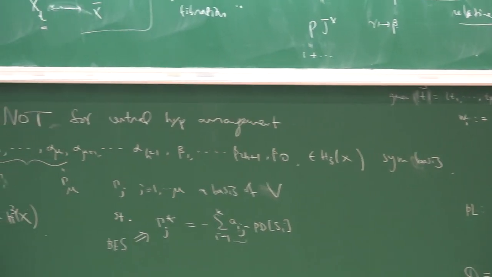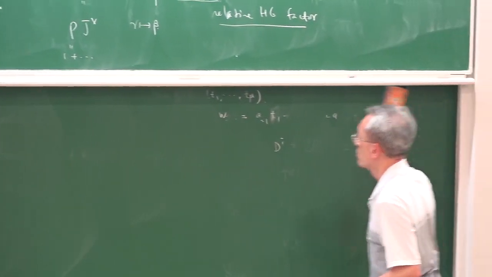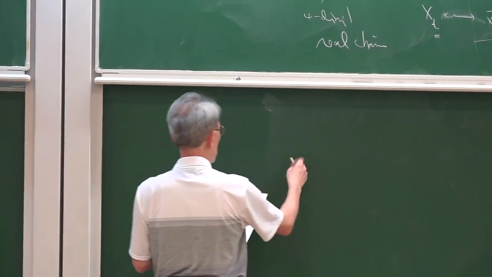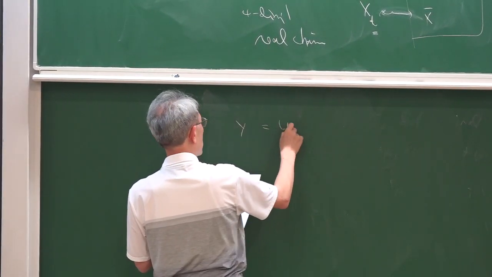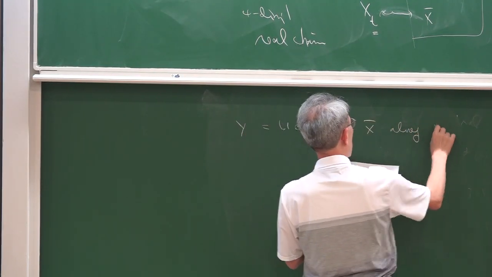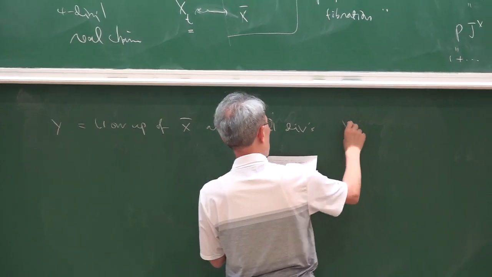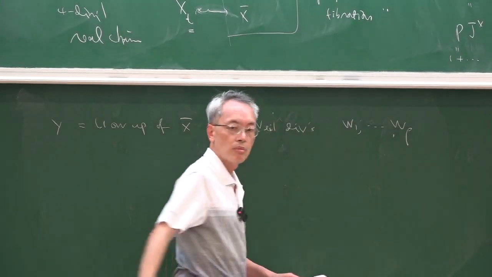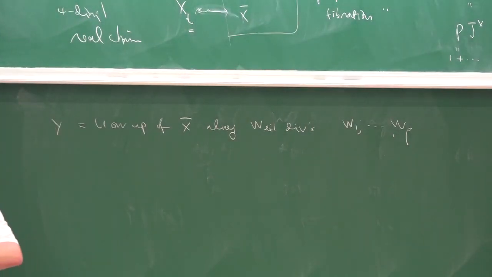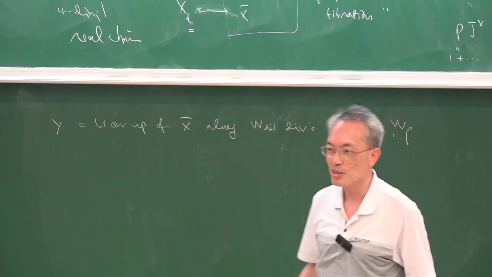Okay, then let's try to make this slightly more precise in the following way. So Y is a blow-up of S bar along the base divisors, let's say W1 to W0. Because I have the relative decay, you need to blow up a number of times along base divisors. But usually you just have to blow it up once. Now that's already hard enough.